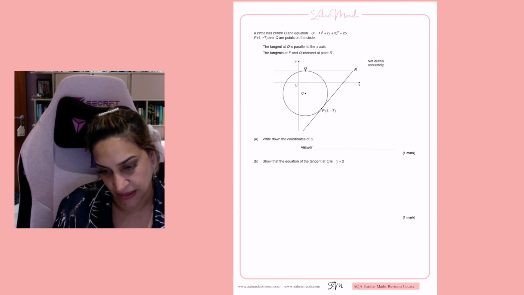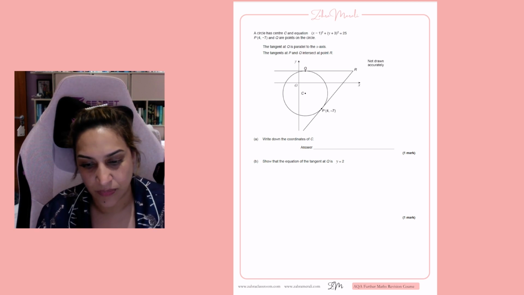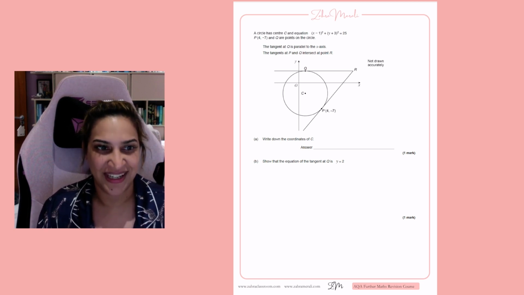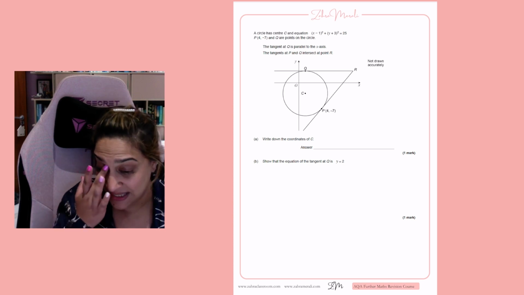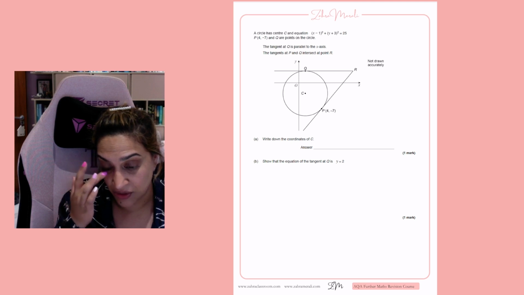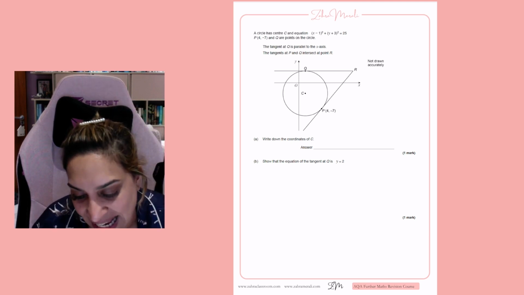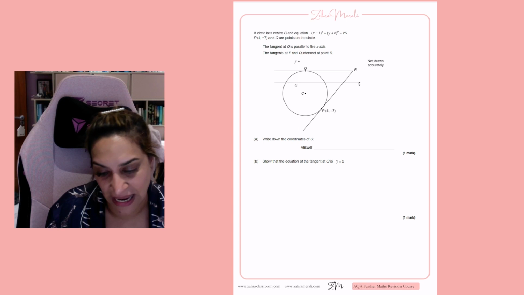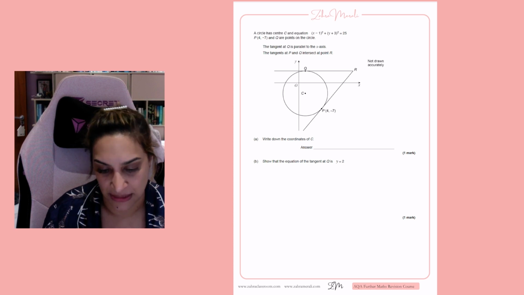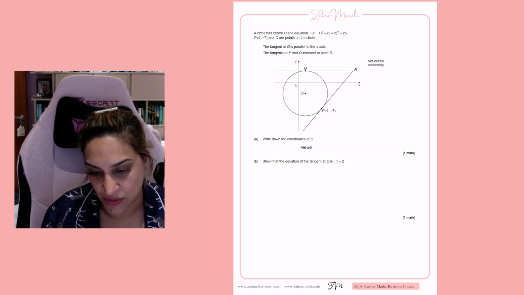Okay, let's have a look at the next one. So we've got another one. We've got a circle C with an equation, and P and Q are points on the circle. The tangent at Q is parallel to the x-axis. Okay, write down the coordinates of C.